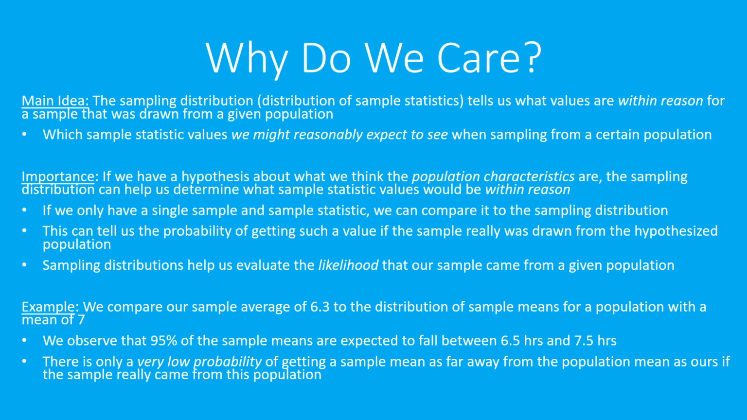right? And so we can determine the likelihood that our sample really did come from a population that has this characteristic, this hypothesized population parameter, which for us was a mean of 7. And so sampling distributions provide us a way of determining the likelihood that our sample really did come from a population with a hypothesized characteristic, right?